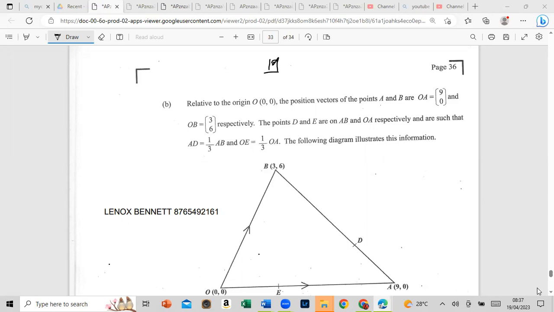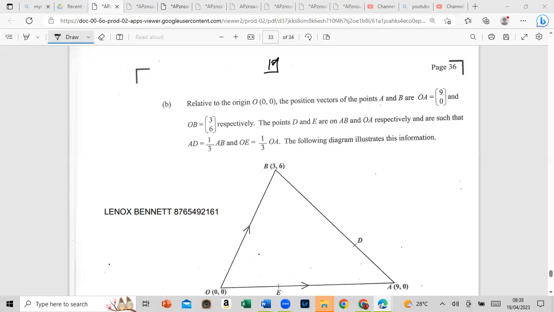Guys, always make note of the information they give you. You're going to use everything. The following diagram illustrates this information. Clearly we can see this is the origin, and then we have OA, which is (9, 0), to the right, and OB, which is (3, 6). So you've got 3 across and then 6 up. Remember, with position vectors, everything starts at the origin, which is (0, 0).